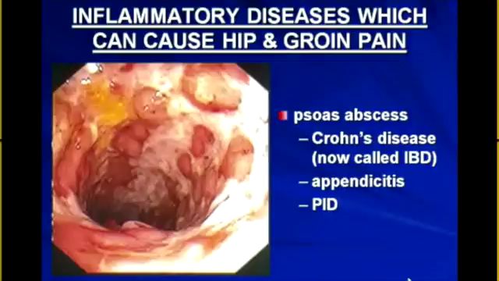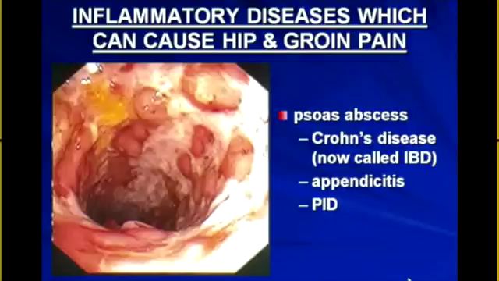Forgive me, I'm not quite sure, but irritable bowel disease or irritable bowel syndrome to me sounds more stigmatizing than Crohn's disease, but that's just my personal opinion. So appendicitis can also cause a psoas abscess, as can pelvic inflammatory disease.